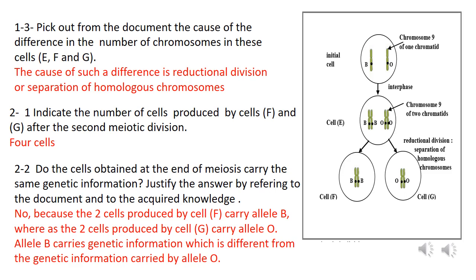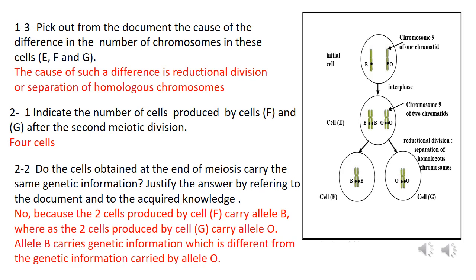What is the cause? Yes, the cause of such a difference is the reductional division, the separation of homologous chromosomes. This is what causes the difference in the number of chromosomes, because you remember that at anaphase 1, homologous chromosomes separate, and that's why the daughter cells in meiosis 1 have each N chromosomes, or half the number of chromosomes of the mother cell.